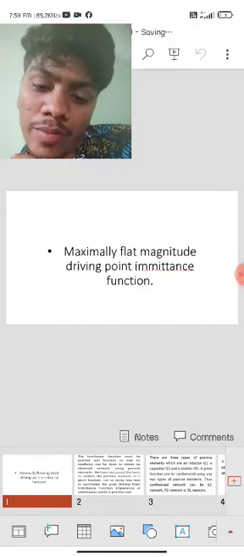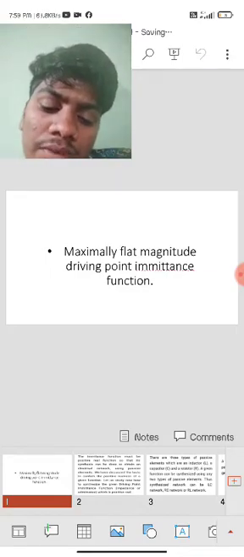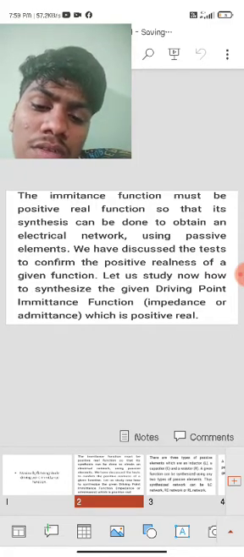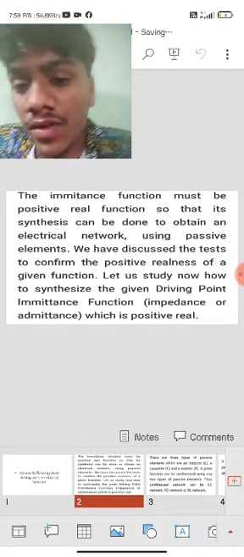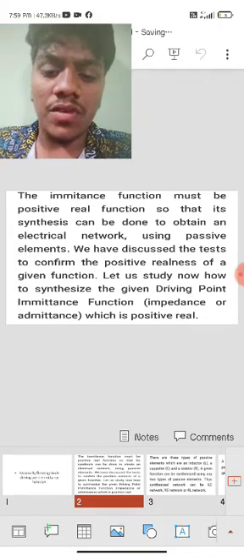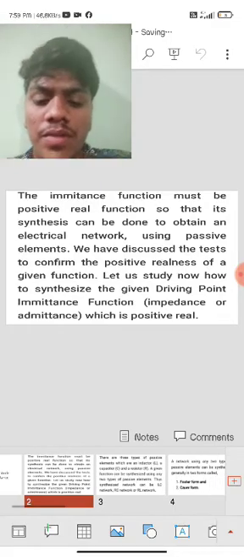Today my topic is about maximally flat magnitude and driving point emittance function. The emittance function must be a positive real function so that its synthesis can be done to obtain an electrical network using passive elements. We have discussed the tests to confirm the positive realness of a given function. Let us now study how to synthesize the given driving point emittance function, impedance.